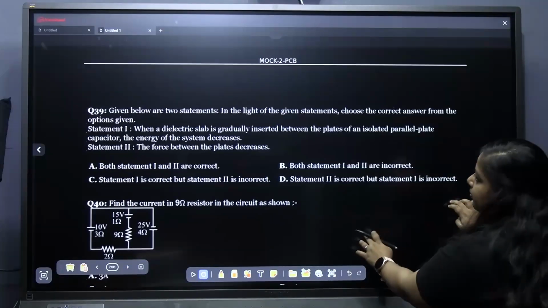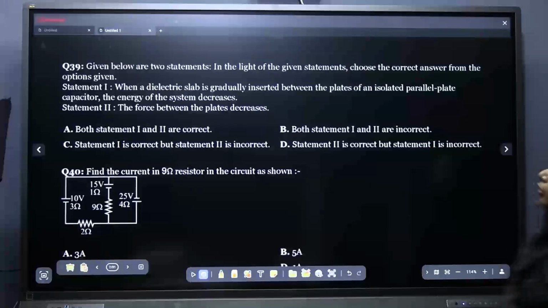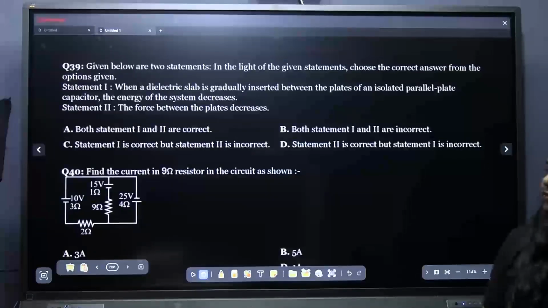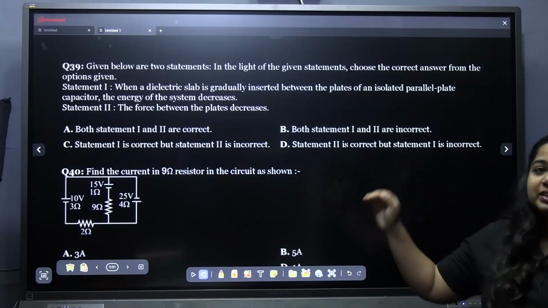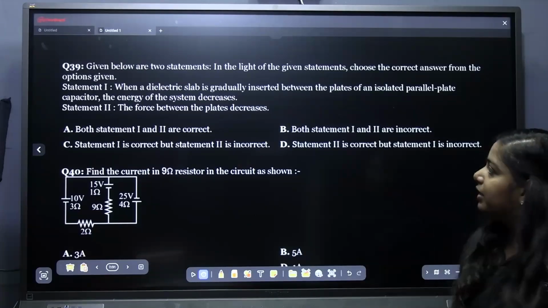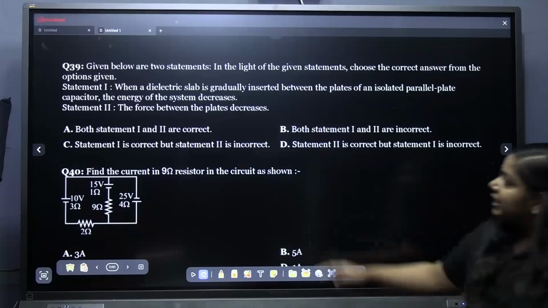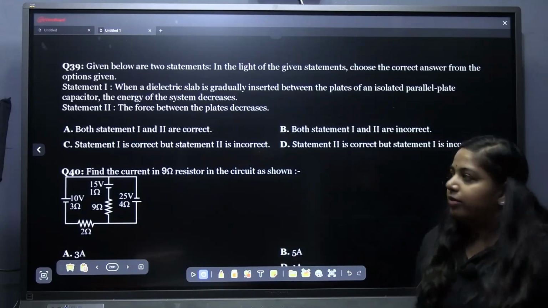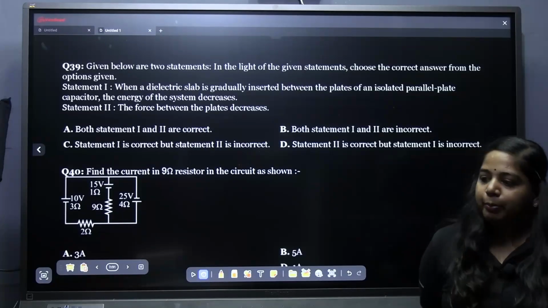39. Given below are two statements. In the light of the given statements, we have to choose which is correct. Statement 1: When a dielectric slab is gradually inserted between the plates of an isolated parallel plate capacitor, the energy of the system decreases. Statement 2: Force between the plates decreases. So, what do you think is the answer? It is from the 12th capacitor chapter.